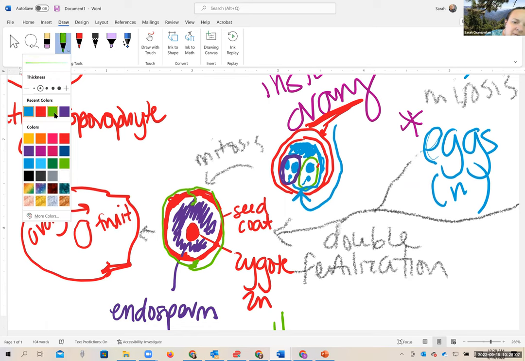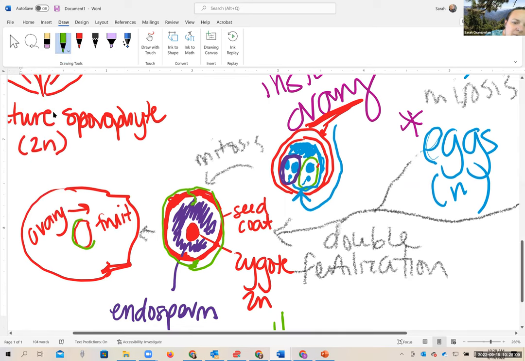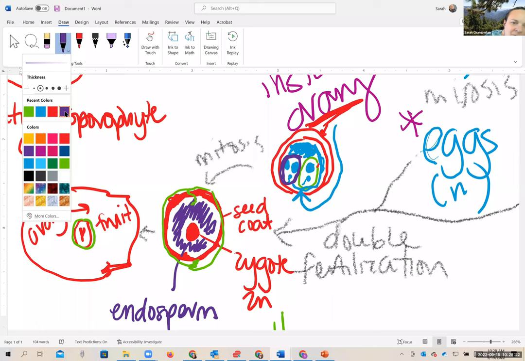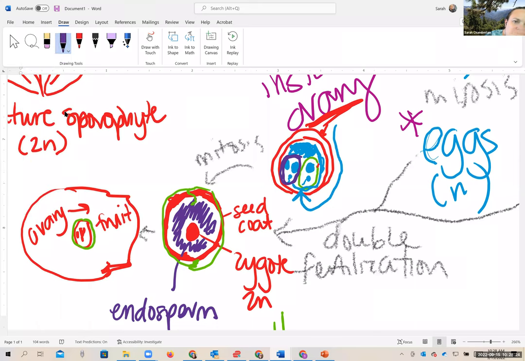Right, so then my little seed guy, boom, that's my seed, right? And inside of my seed, remember we had our little, now we're going to call it an embryo instead of a zygote because it's getting bigger, right? But then we got snacks in there too, right? So that whole thing is our seed.